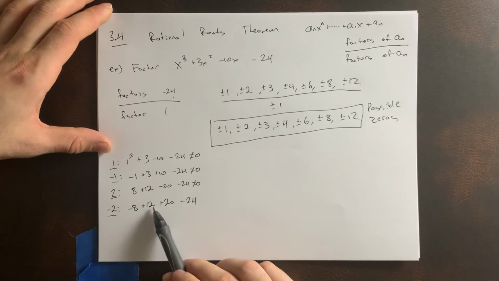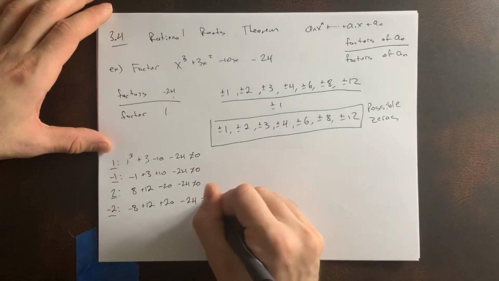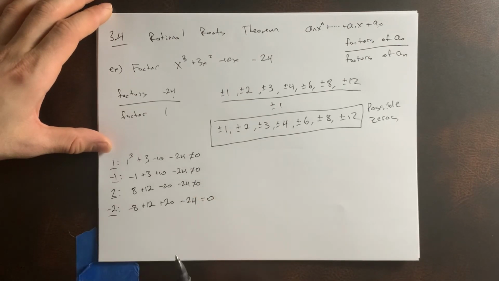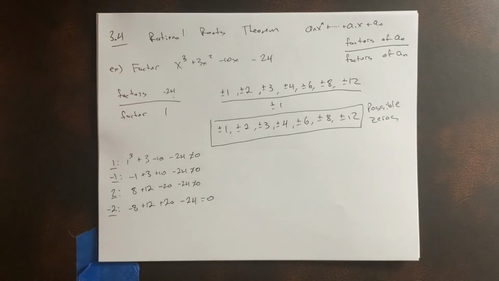So that's going to be 32. And then that's going to be 32. Yeah, this does equal 0. Okay, so we found one. This plus this, that's going to be 32. Minus 8 minus 24, that's minus 32. So we add those together and they go away.